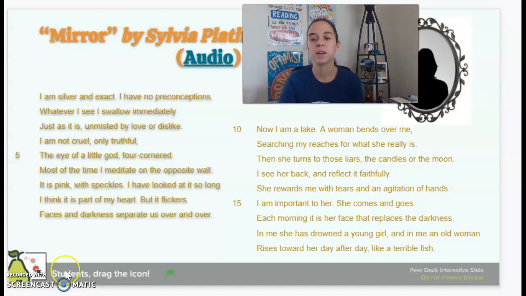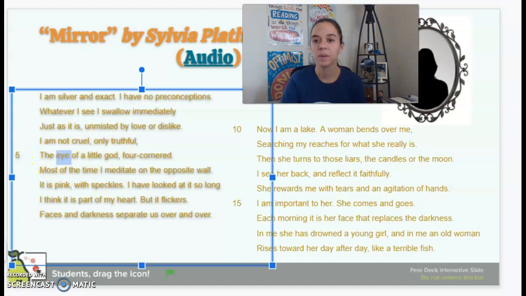Okay? So this time we're going to go through and read for any symbols we think we see. I'm going to highlight them first and then maybe talk about what they mean, okay? I am silver and exact. I have no preconceptions. Whatever I see, I swallow immediately, just as it is, unmisted by love or dislike. No symbols yet. I am not cruel, only truthful. The eye of a little god, four-cornered. I'm going to say the eye could be a symbol here.